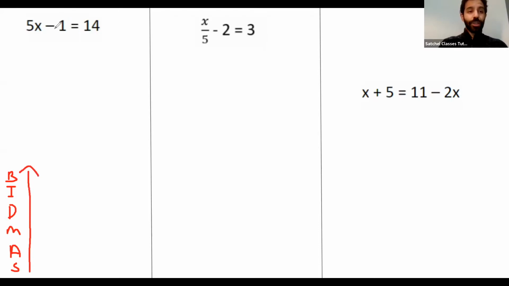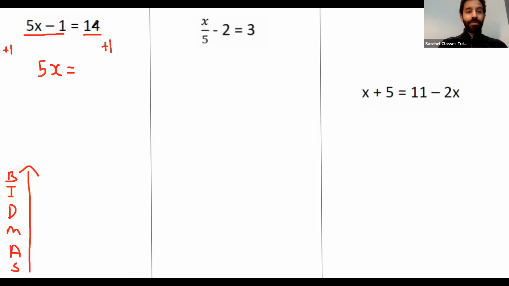So we have subtraction here, so we would get rid of that first. The opposite of taking away 1 is to add 1. And if you think about it, minus 1 plus 1 will leave us with 0, and then we are just left with 5x on this side of the equation. So this is one side of the equation, and this is the other side of the equation. Now, we have to also maintain a balance. So if we add 1 to this side, we also have to add 1 to the other side.